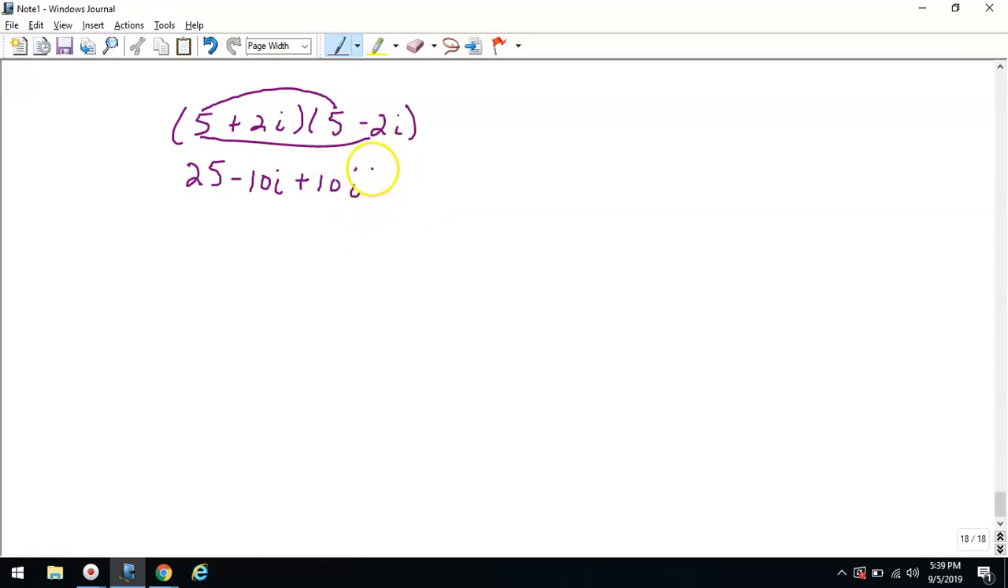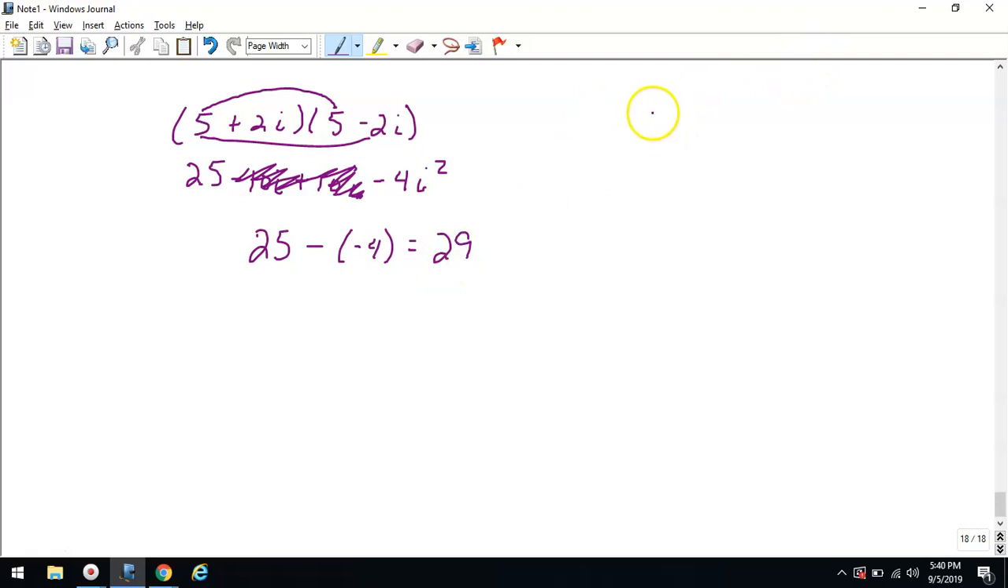So actually, we're not going to have any i's left, because my last is going to be -4i squared. So my -10i and my positive 10i cancel out. And I'm going to have 25 minus -4, which is just going to be equal to 29. Check my mental math there again, but I believe that that's correct.